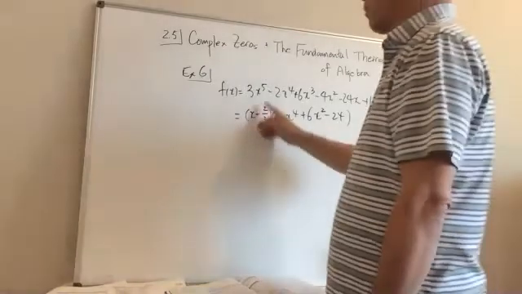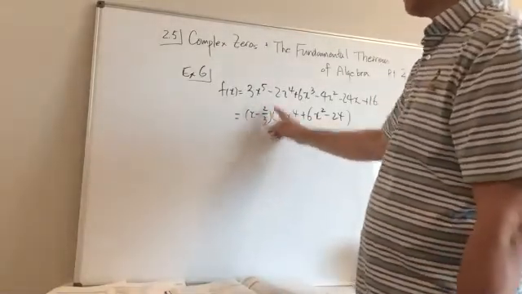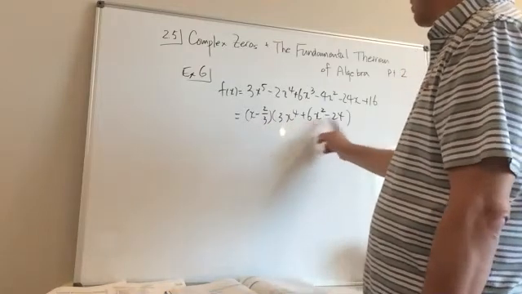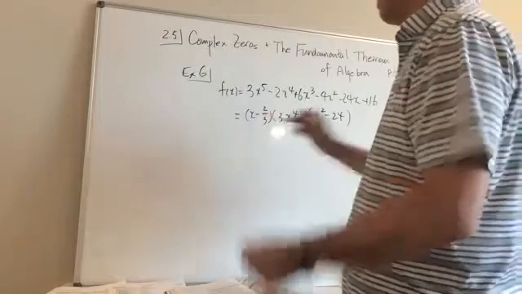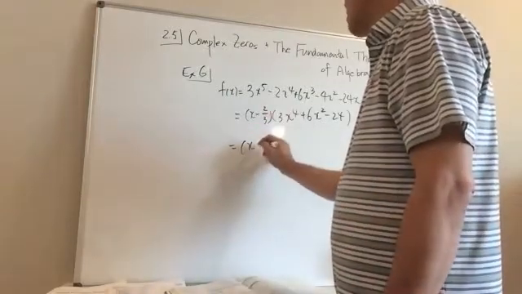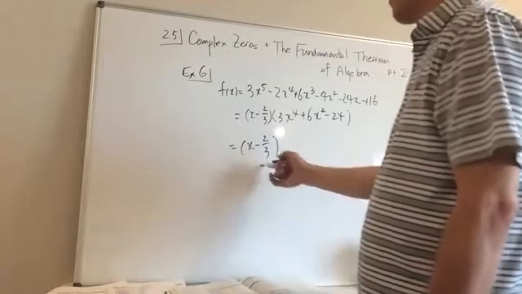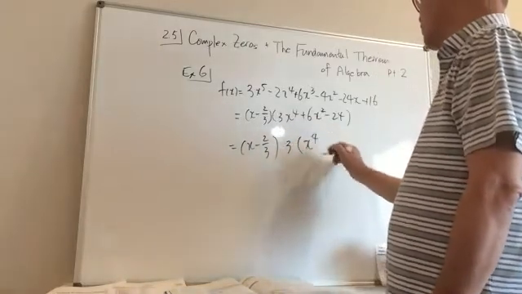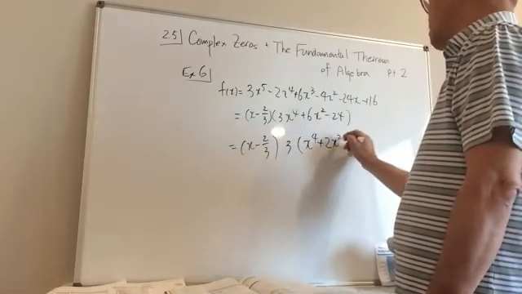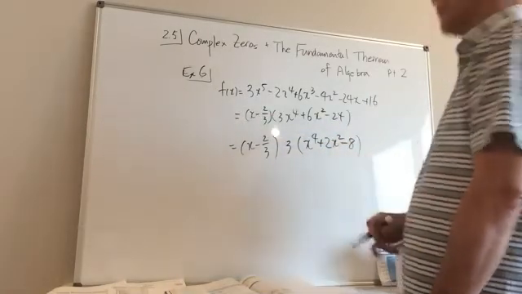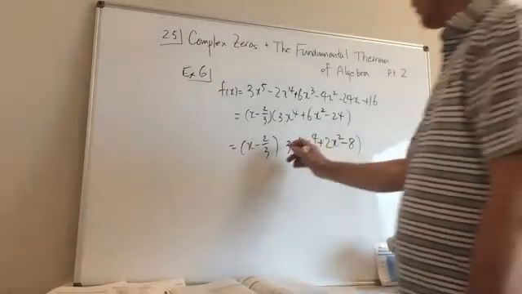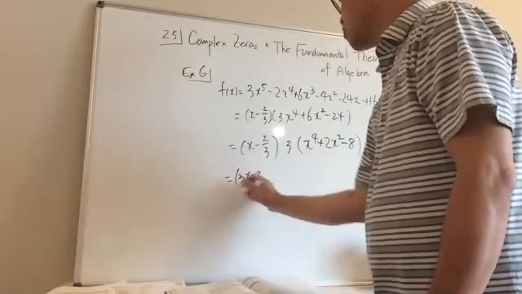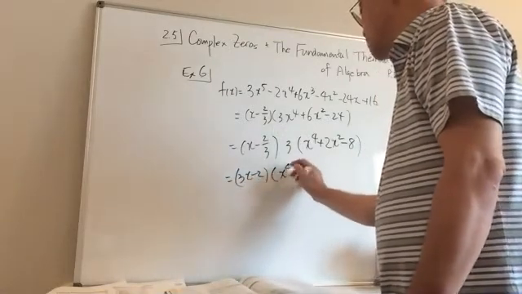I don't like this fraction here, so I'm going to bring the 3 out of here and multiply it into here. This is x minus 2/3, and I don't want the fraction, so I'm going to pull the 3 out. If I pull the 3 out, I get x to the 4th plus 2x squared minus 8. Now I can multiply this 3 into the first factor and get 3x minus 2 times x to the 4th plus 2x squared minus 8.